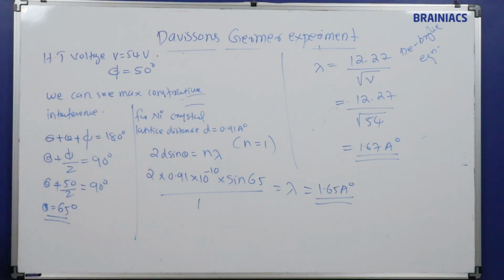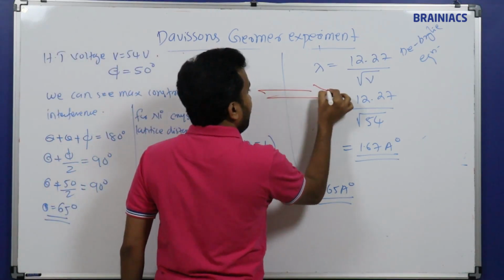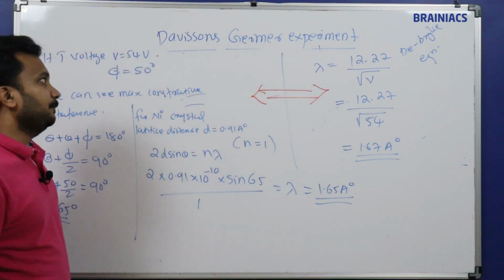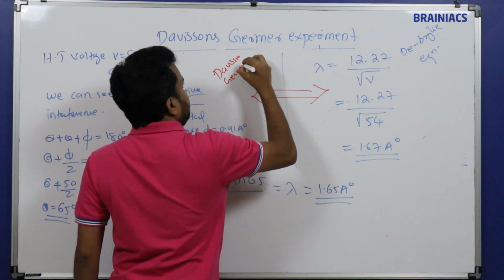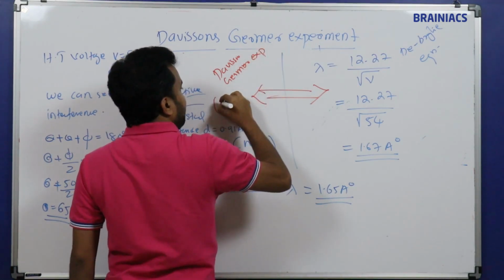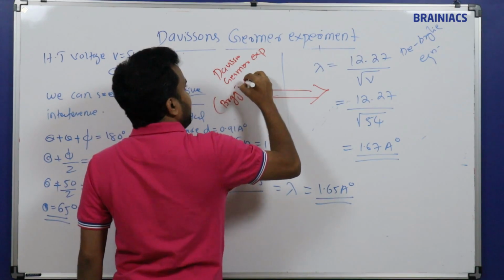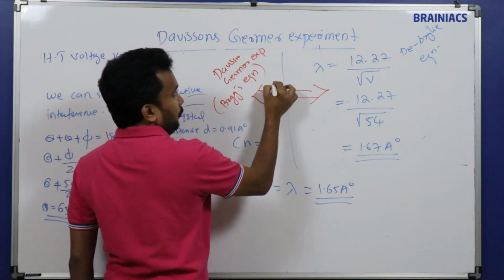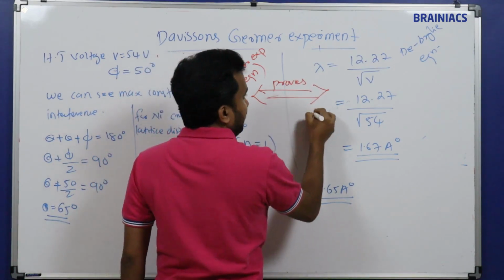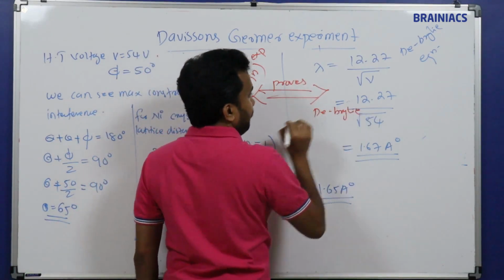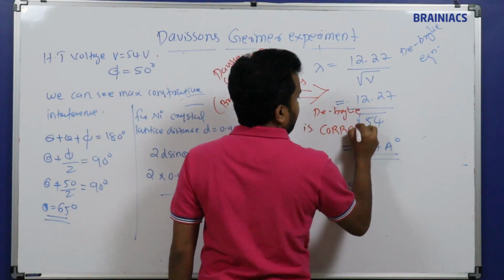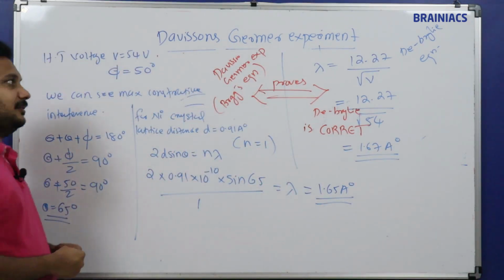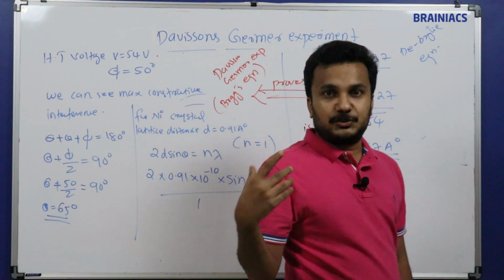So what we have seen is the understanding here. De Broglie also gets one value, Bragg's also gets one value. I can say Davisson-Germer experiment along with the Bragg's formula, Bragg's equation, proves that de Broglie is correct. Proves that de Broglie is correct. De Broglie correct ennu Davisson-Germer experiment is proved.